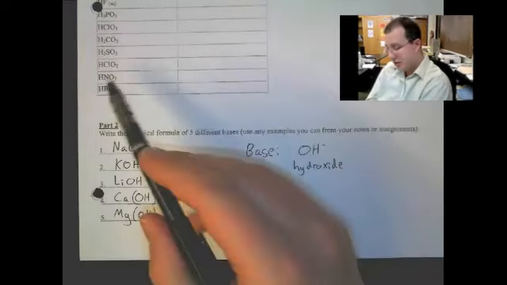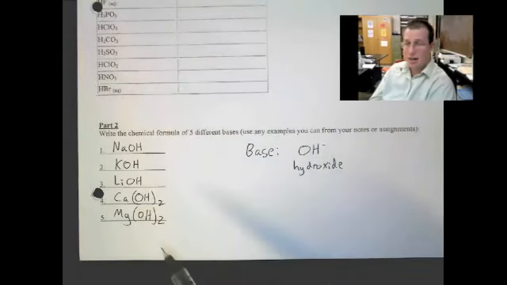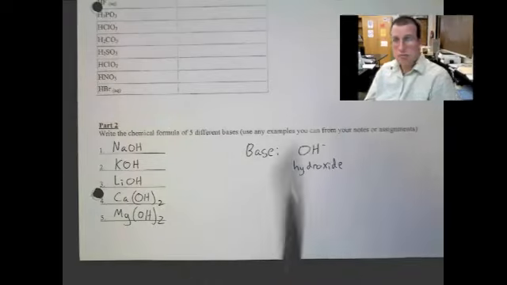So remember, acid has an H out front. There's a bunch of different types. You figure that out. Bases have hydroxide, usually at the end. So hope that helps.